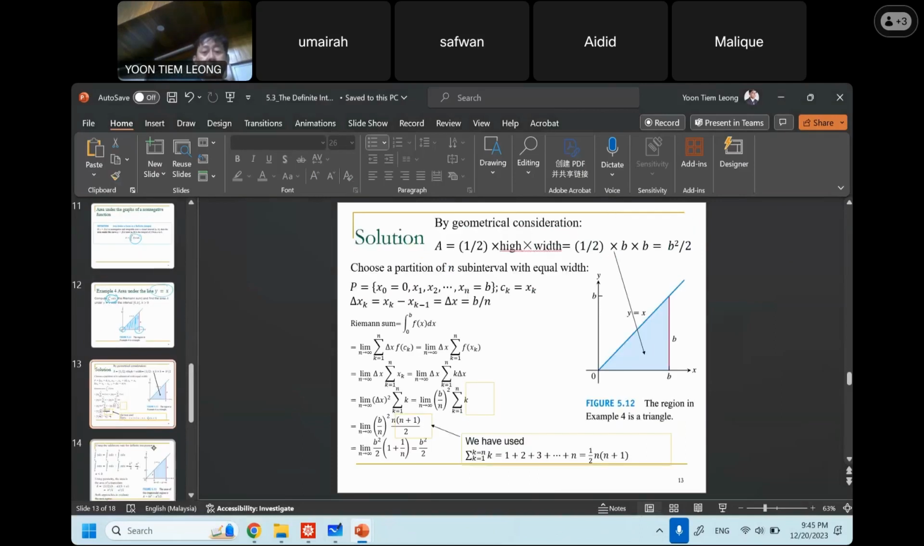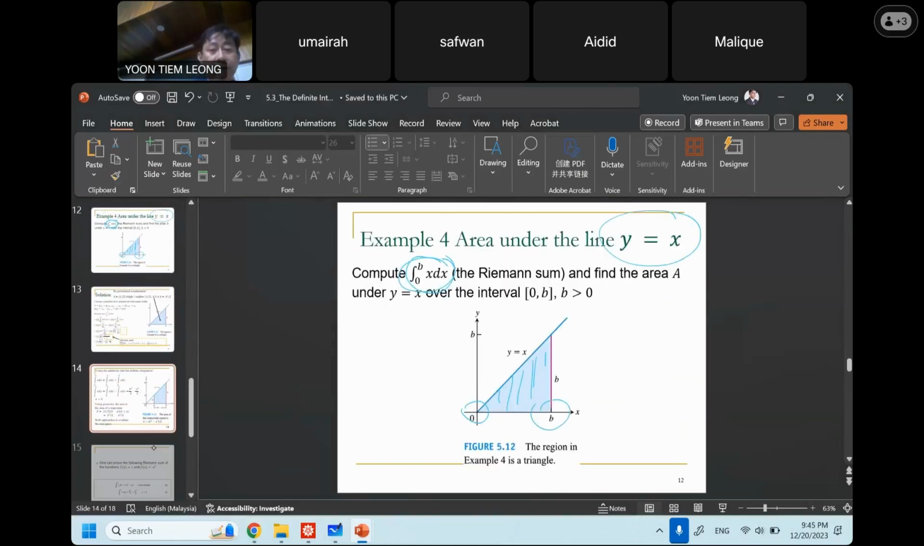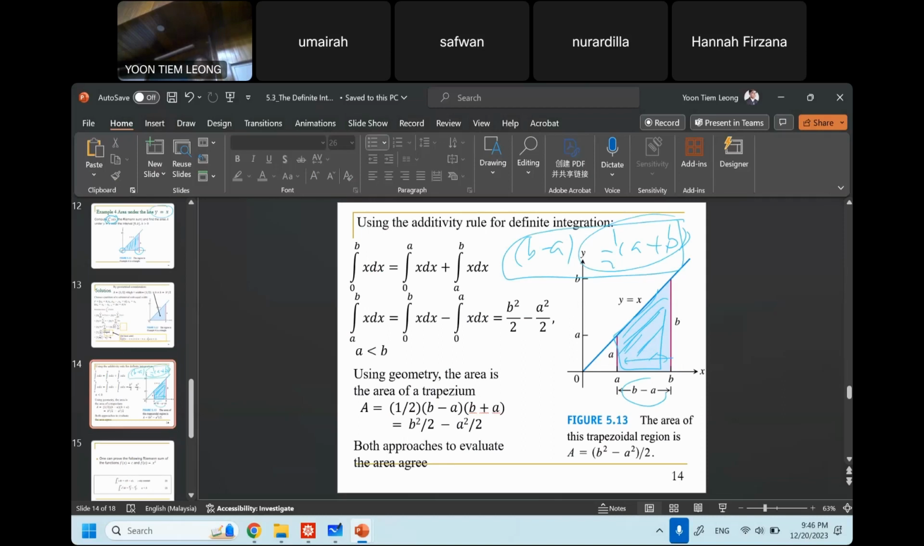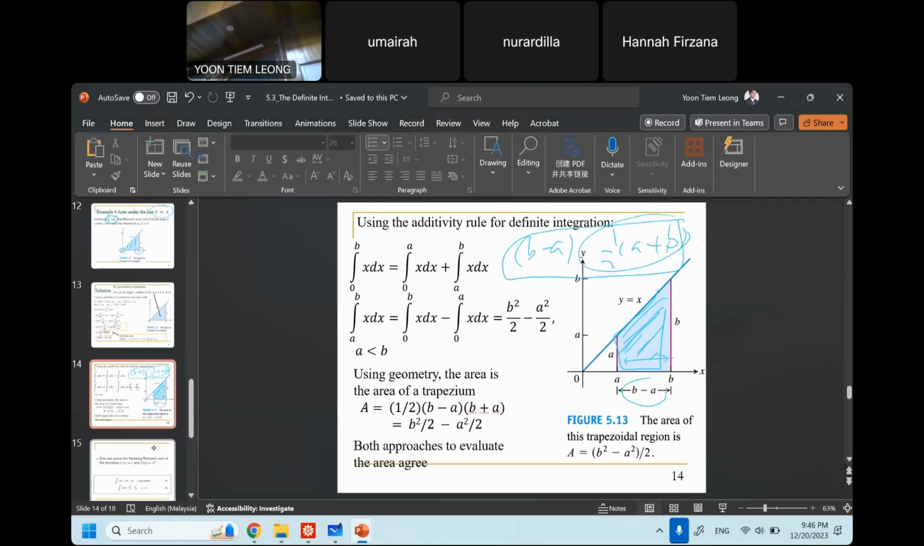Now this is another example where the area is given by a trapezium. Right? Therefore, the area of the trapezium can be easily calculated to be half of A plus B times the width of the trapezium. So the width of the trapezium is B minus A. So you multiply this whole thing by the width of B minus A. That will give you the area of a trapezium.